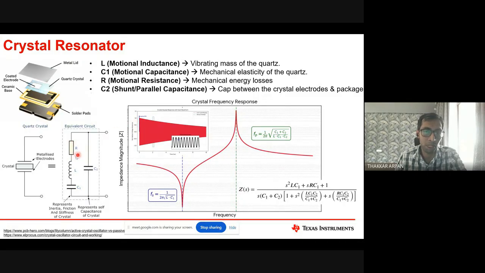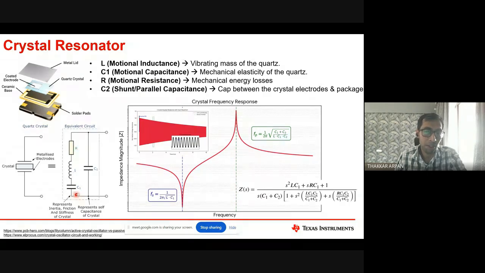Because if it is extremely low, or extremely high, then this kind of oscillation can't be there. It will just kill all the oscillations. So we need a kind of a second order system. So this R is also going to be very small.